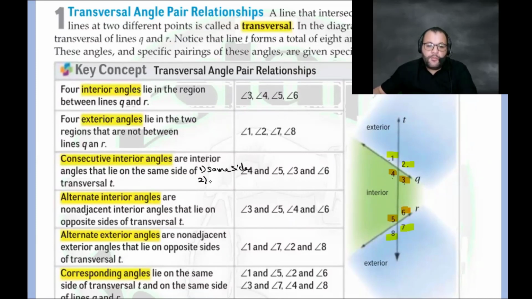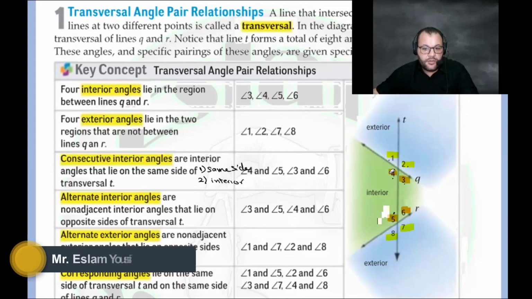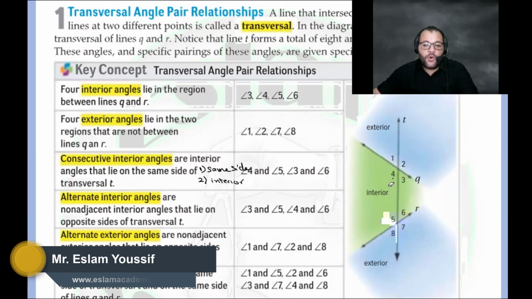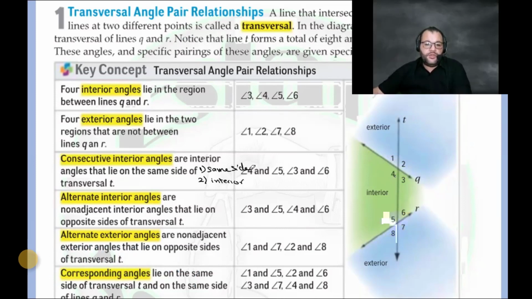Number 2, both of them are interior. So we can say that angle 4 and angle 5 are called consecutive interior. Angle 3 and angle 6 are called consecutive interior. Some angles are called interior, the interior angles 3, 4, 5, and 6. But the consecutive interior are two angles that lie on the same side of the transversal and both of them are interior. Any problem for the consecutive interior?